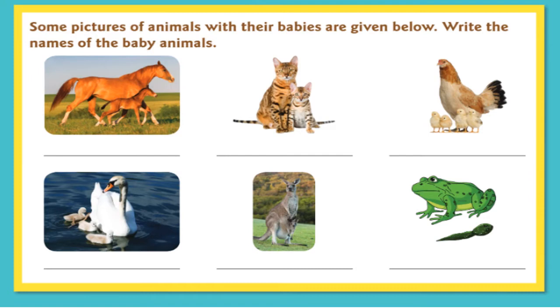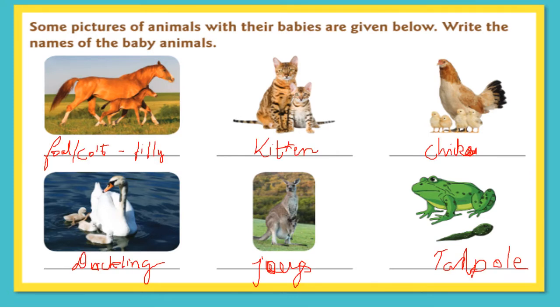Next, here we see a cat. This is the parent, the mother cat. What is the young one called? Is it the same? No, it is called a kitten.